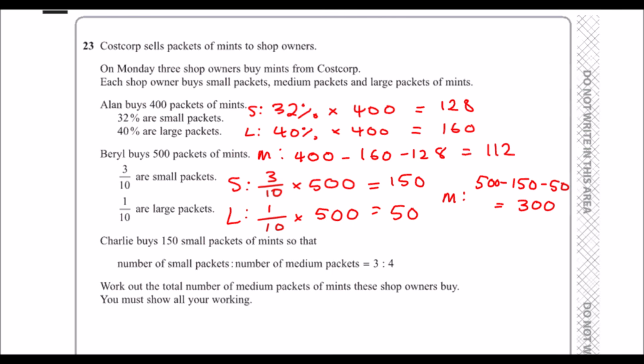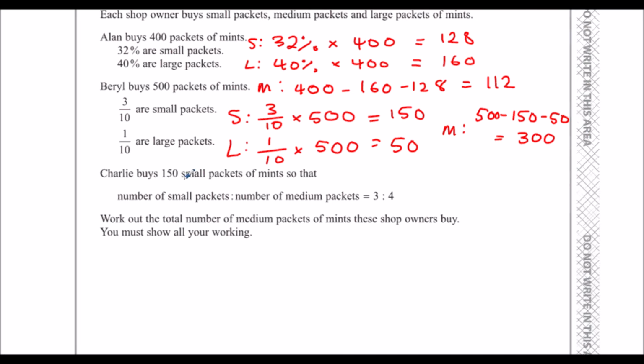And we've got Charlie as well. Charlie buys 150 small packets of mints, so that the ratio of small packets to medium packets is 3 to 4. So it's 150 packets of small. How many medium? So we're going to multiply 3 by 50 to get 150. So if we multiply 4 by 50, 4 50s are 200. So 200 medium.